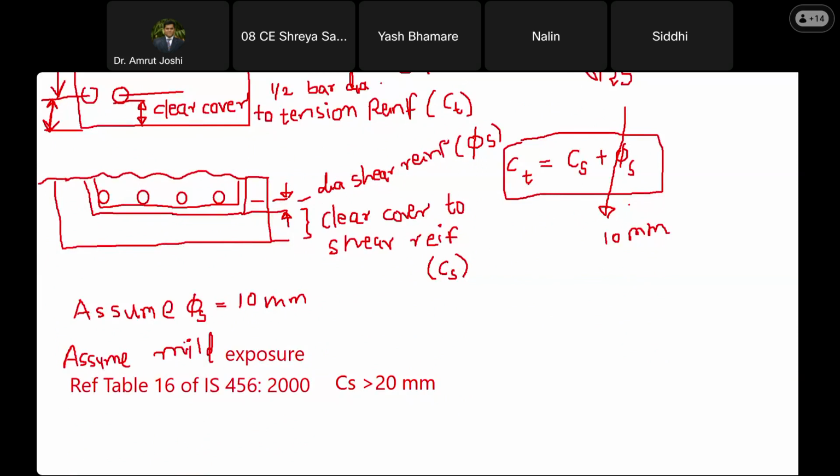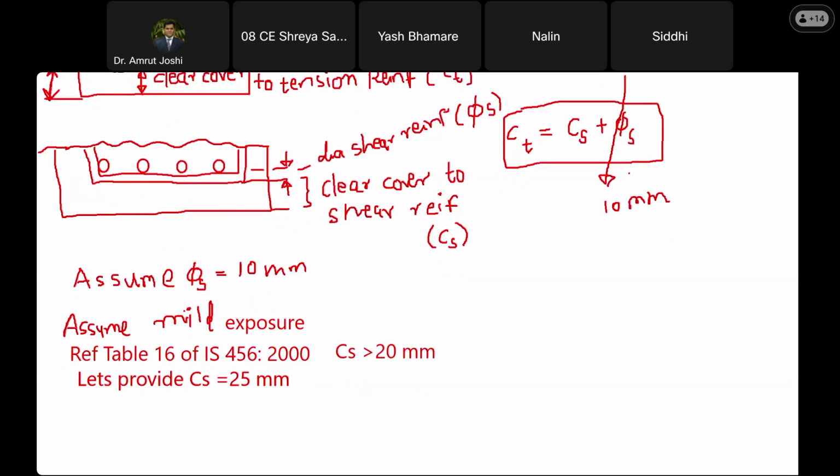So let us provide CS equal to 25 mm. Provide it in multiples of 5. 25 mm. Happy? Yes, sir. So now once CS is 25 mm, can I now calculate CT? Clear cover to tension reinforcement now will be equal to 25 plus 10, this equation. Are you with me? Yes, sir.